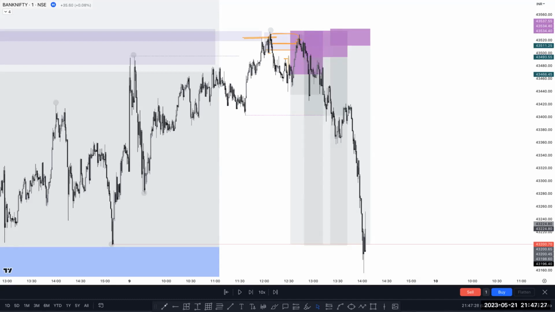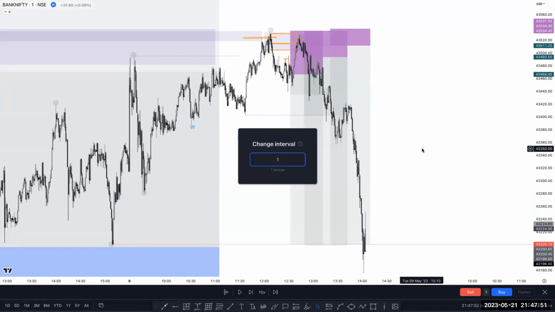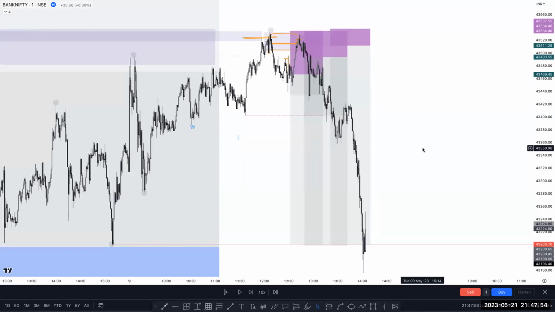Are the order blocks valid or not? Which order block are you talking about? Muhammad Hamad, please don't send remote access.